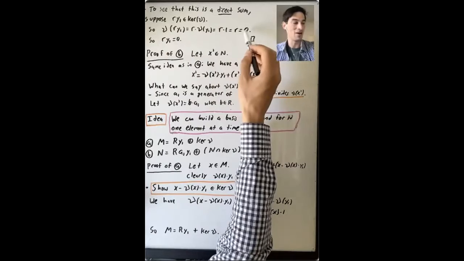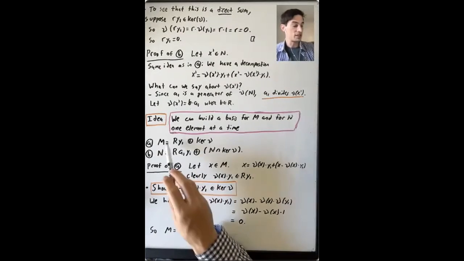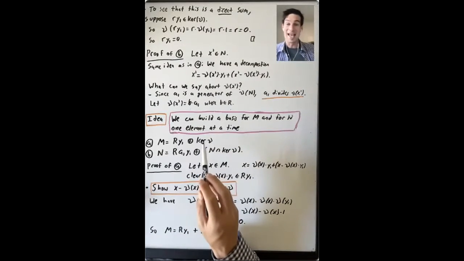So if this is 0, then r y1 equals 0. So r equals 0. Like only the 0 element in R y1 is also in the kernel of nu. So this is one of those equivalent ways to see that a sum of two submodules is actually a direct sum, that it's isomorphic to the external direct sum of these two R modules. Okay, so that completes the proof of part A.